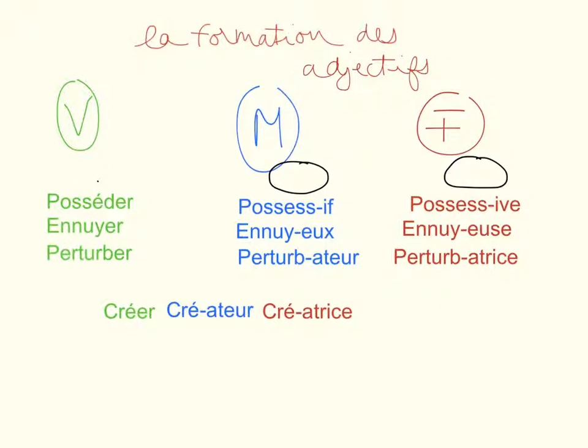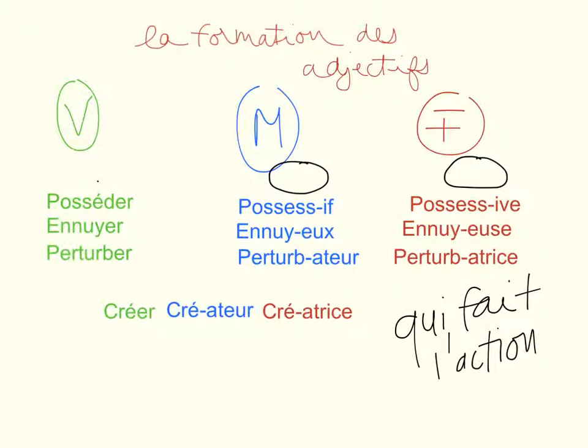Of course, if you write down the word, you don't need to put the hyphen. I just use the hyphen so you can see the separation. Acteur, actrice, from créer. What does this mean? Créateur, créatrice simply means who does the action of. Qui fait l'action de. Donc, créateur is something qui fait l'action de créer.